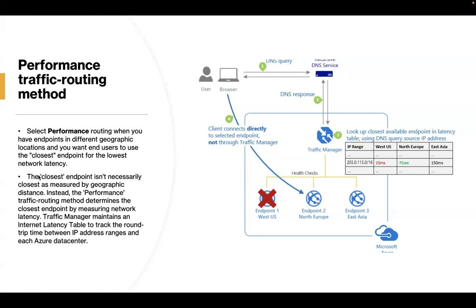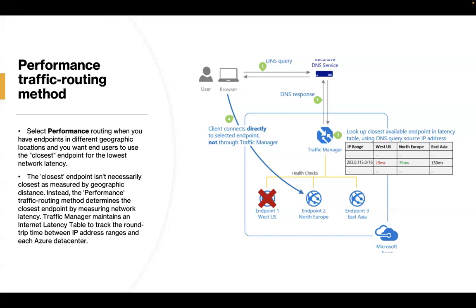So in this scenario, if we configure traffic manager with the performance routing method, it will try to maintain a table. The closest endpoint isn't necessarily closest as measured by geographical distance. Instead, the performance traffic routing method determines the closest endpoint by measuring network latency. So what it is trying to say in this line is that it doesn't necessarily mean the endpoint is near to the user or the nearest Azure data center.